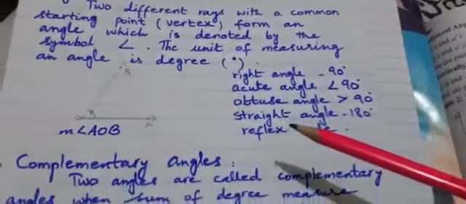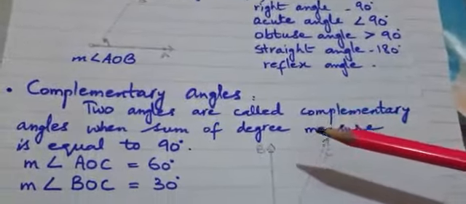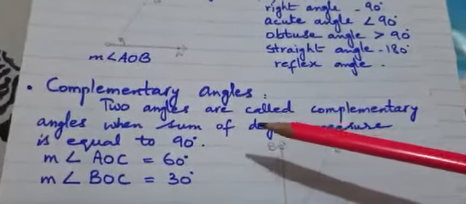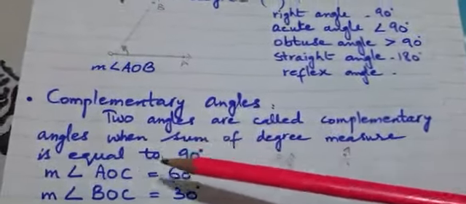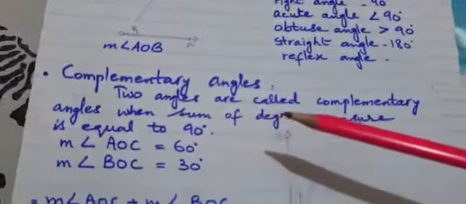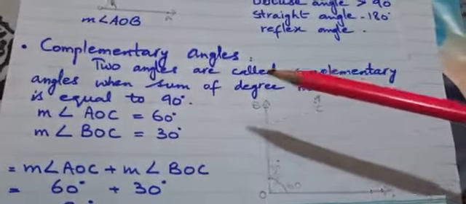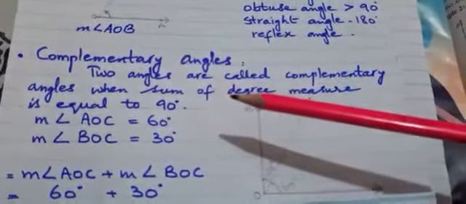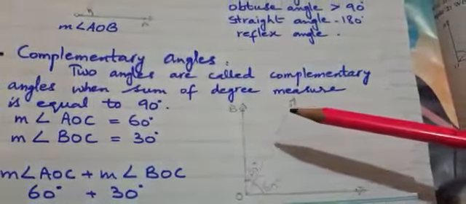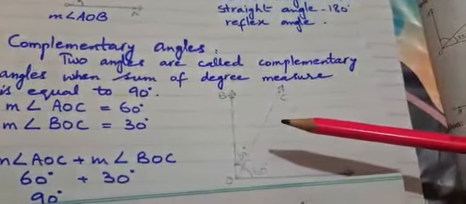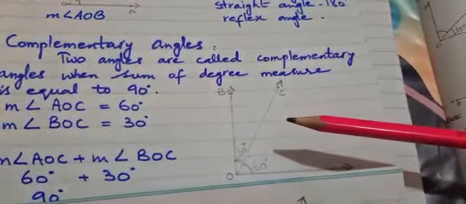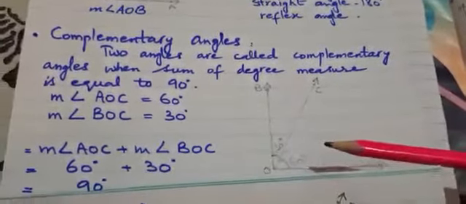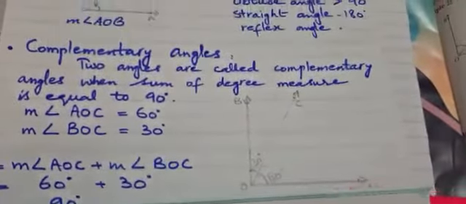Now we come to know more about different types of angles, like complementary angles. Two angles are called complementary angles when the sum of their degree measures is equal to 90 degrees. Like if we have any two angles and the sum of their degree measures is 90 degrees, they are called complementary angles. For example, students, here we have two angles.